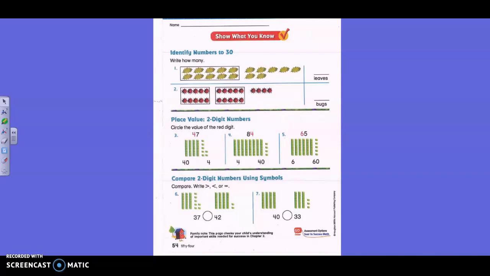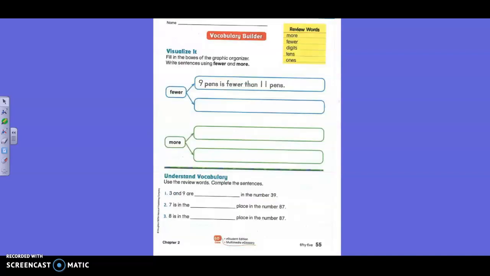Okay? This says, write how many. So, how many leaves are there? You're going to write it. How many bugs are there? Write it. Okay? Right now.